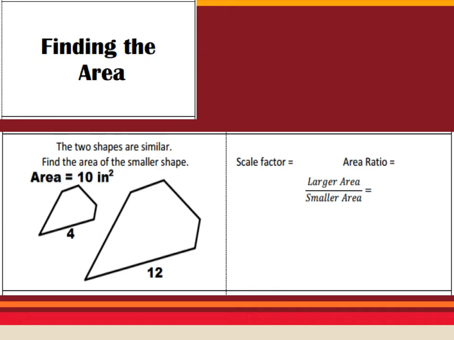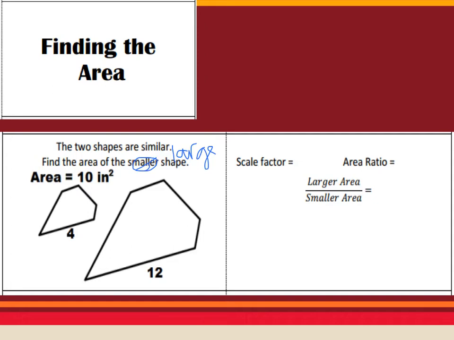Under the next tab that says Finding the Area, if we are given two similar shapes and we know the area of one of the shapes, here we have the area of the smaller shape, so this should say that we want to find the area of the larger shape. The area of our smaller shape is 10 square inches. It has a side length of 4. We're going to look for the area of our larger shape.